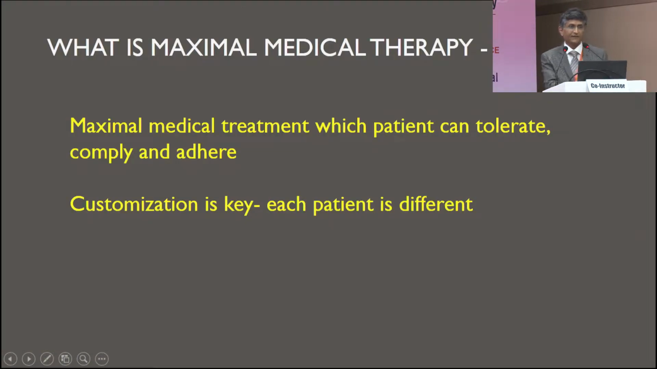So basically we are going to give drugs to reduce pressure. And how much drugs and how many drops should we put? Maximal medical therapy, what I understand, is what the patient can tolerate, comply with and adhere to. So it is different for each person. It is not going to be a fixed formula. If you are expecting me to give you a fixed formula of how many drugs to give, that's not going to happen. I will give you a formula in the end, but that is not going to be about how many drugs. Customization is the key.